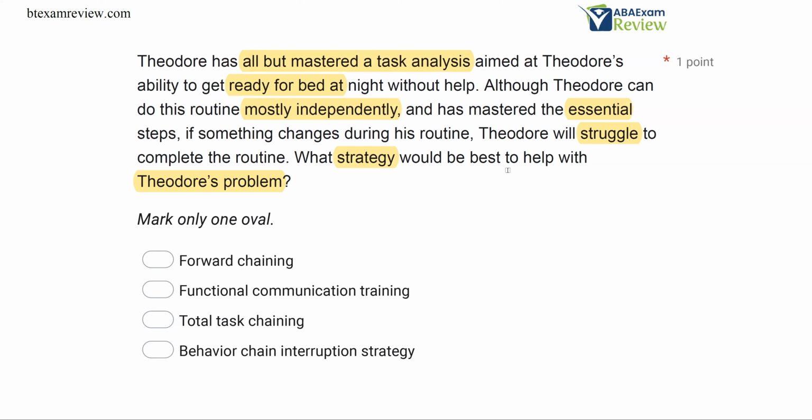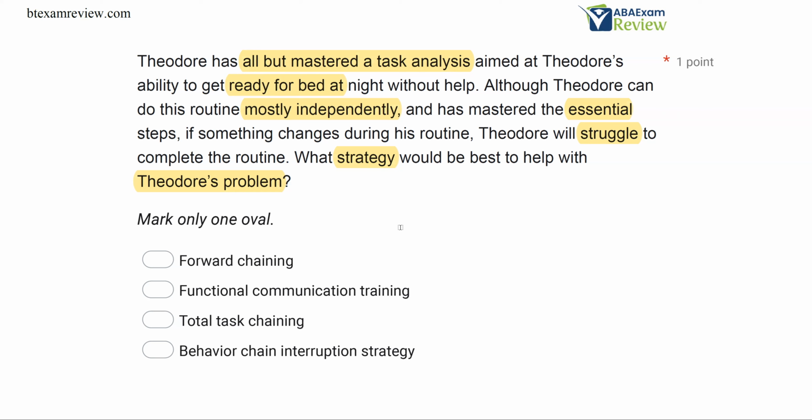What about functional communication training? We don't want to teach Theodore to ask for help or ask for a break. We want him to do it without help. But functional communication training doesn't seem consistent with our goal. What about total task chaining? So total task chaining is better than forward chaining, because at least with total task chaining, we're teaching the steps he doesn't know. But that still doesn't help with the fact that if the steps change, he struggles.